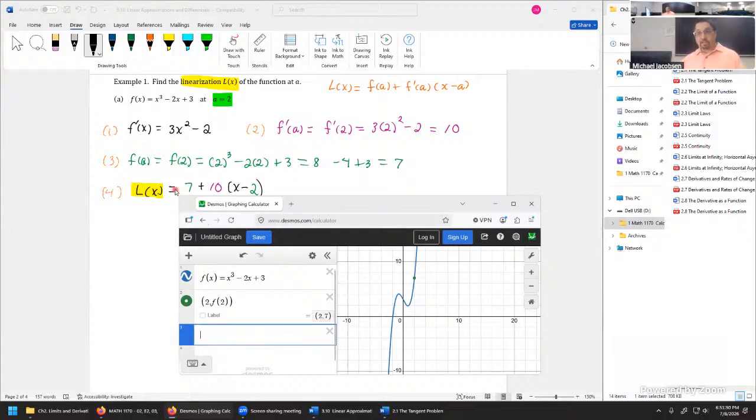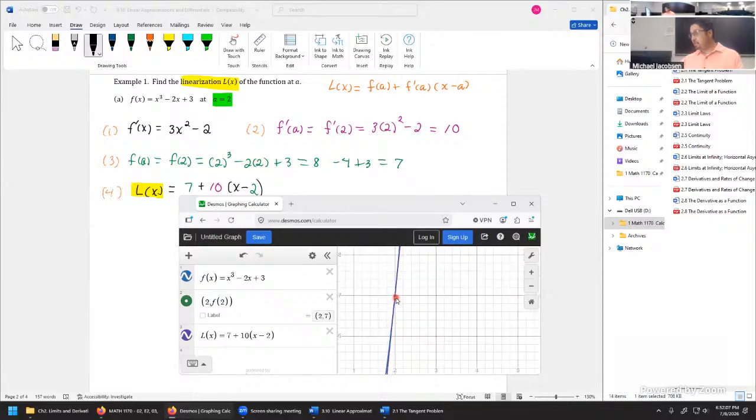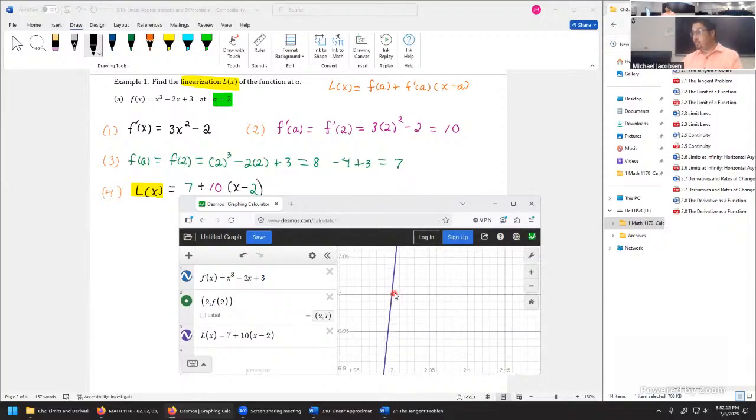The claim is that's the linearization, so throw in L of x, 7 plus 10 times x minus 2, and that looks about right. We can get more numerical evidence of its correctness by seeing if we get closer and closer to 2, f at 2, do the curves become essentially the same? And that looks like it really is the case for this function here. So if we're concerned about values really, really close to 2, this complicated cubic function is approximately just that. And that gives us some nice tricks and shortcuts for doing computations.